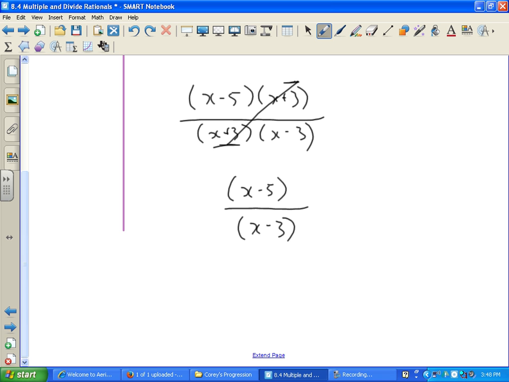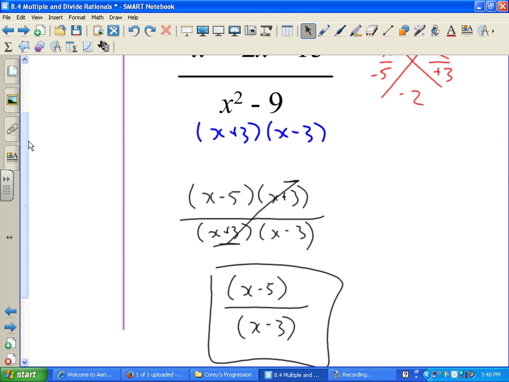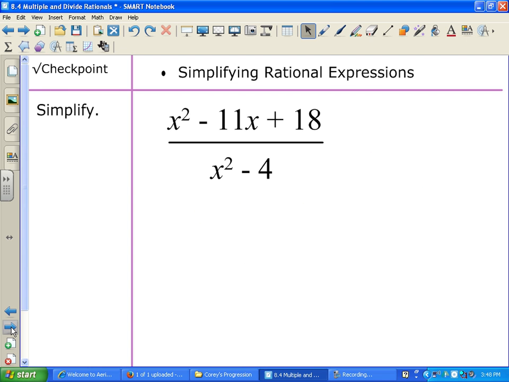Students will want to factor those x's, cross-cancel those x's out. You cannot do that. x minus 5 is different than x minus 3. So you cannot simplify that. That is your answer. Do not magic math it, and do not simplify it more than that. Factor first, simplify. Name of the game, easy peasy lemon squeezy today. Checkpoint for you guys. Pause the video, simplify that fraction, unpause the video, and then we're going to move on.